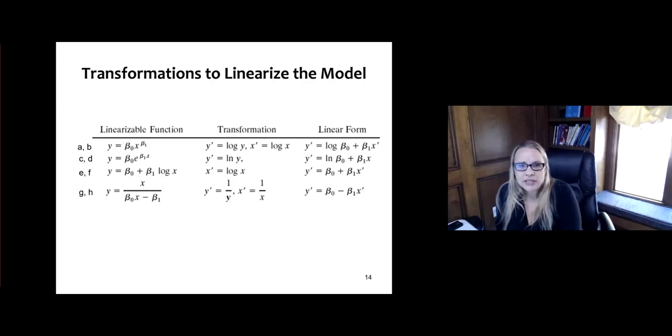And if you summarize and look back at the graphs, here's the function that you start out with, A, B, C, and D, as the functions, and so on. Then there is the transformation that you do for your y and for your x. And then you end up with the linear form of your transformed function, which you can see written here in the far column on the right.